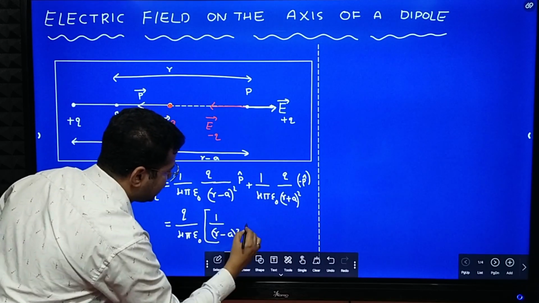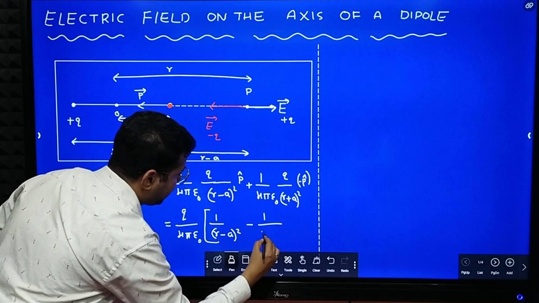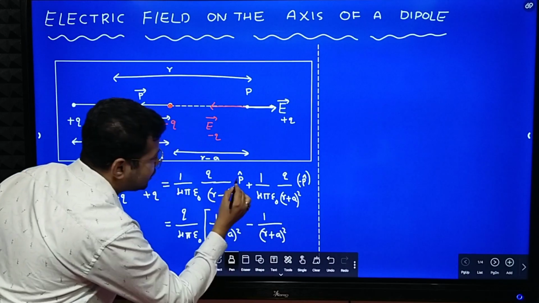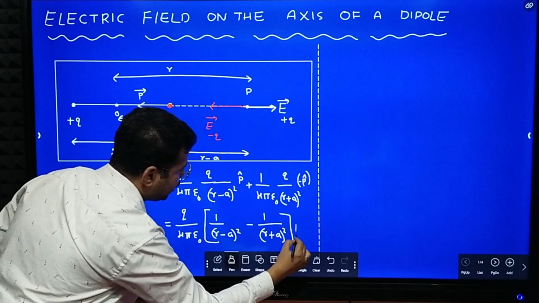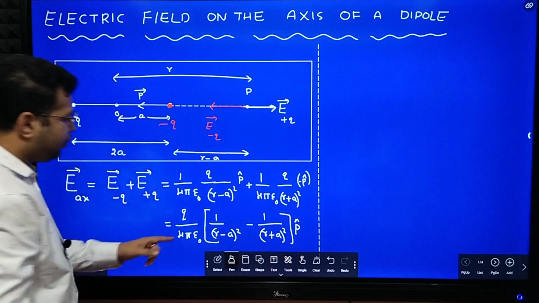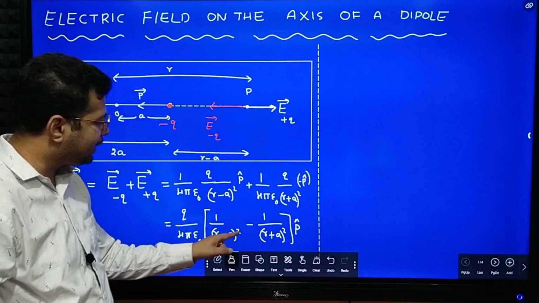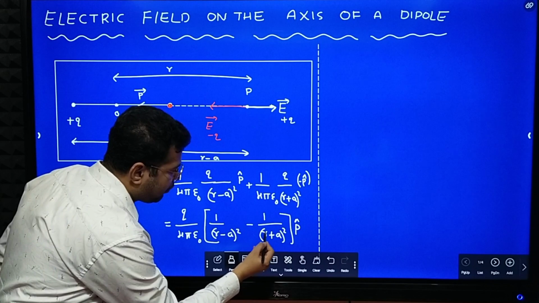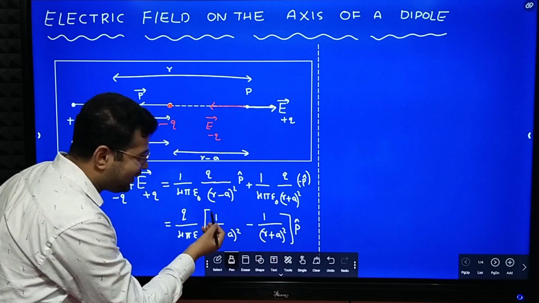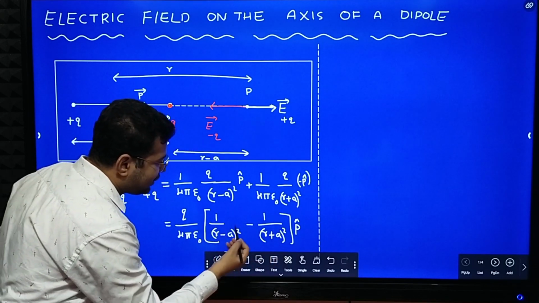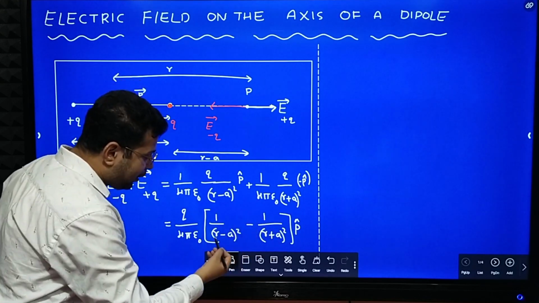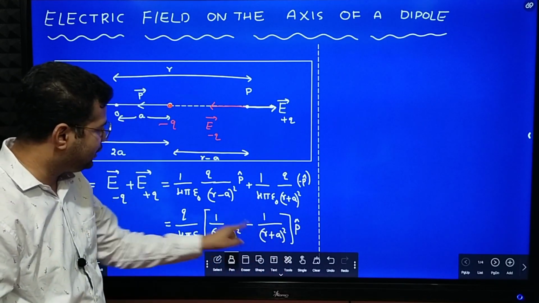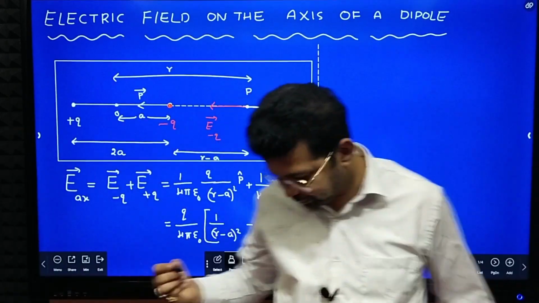This minus comes here, minus 1 divided by (r plus a) whole square, into p cap is common, correct? Into p cap. Now we have to simplify this. We have to take LCM. So when you take LCM, what you have to do? (r plus a) whole square into 1, correct? Minus (r minus a) whole square into 1, divided by (r minus a) whole square into (r plus a) whole square. So when this goes here, what happens?